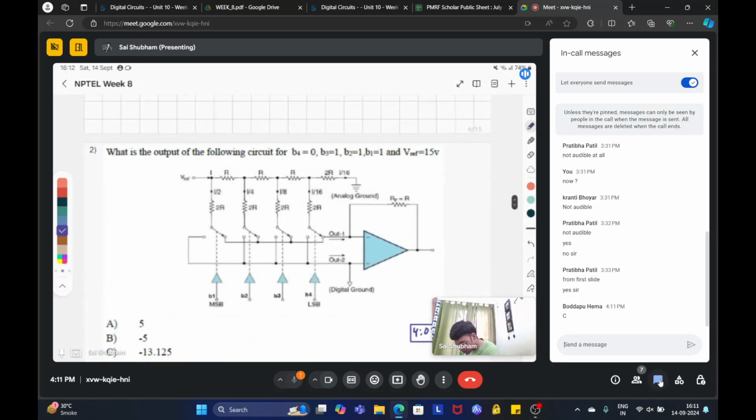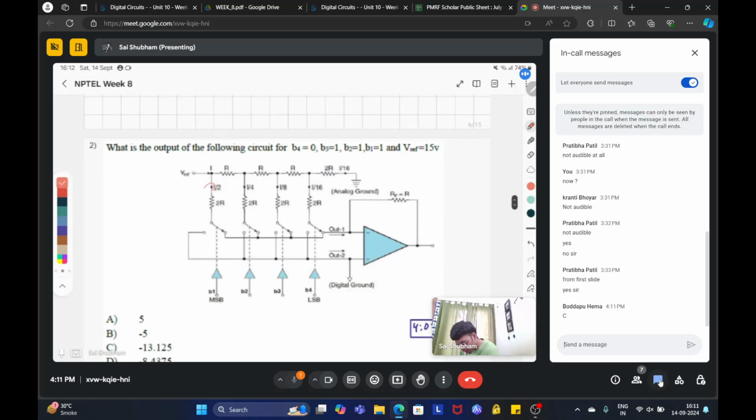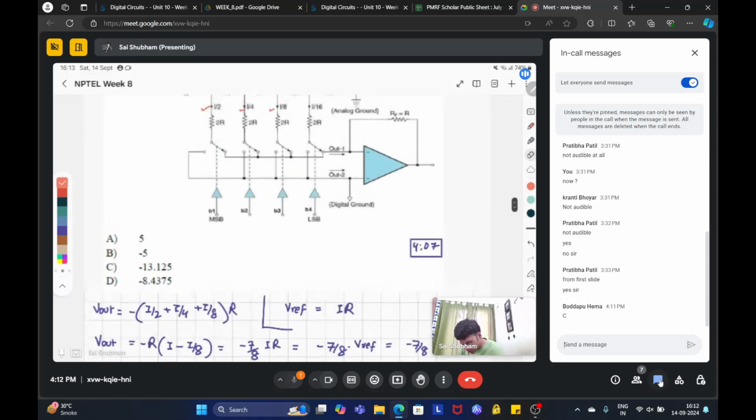This question was easier to solve because they already gave you the current division. Otherwise, you would have to find out, which is also very much simple. Depending upon the number of ladder stages, you can determine that. Okay. So first will always be I by 2, then you will have I by 4, I by 8 in that way. Okay. So moving on to the next question.